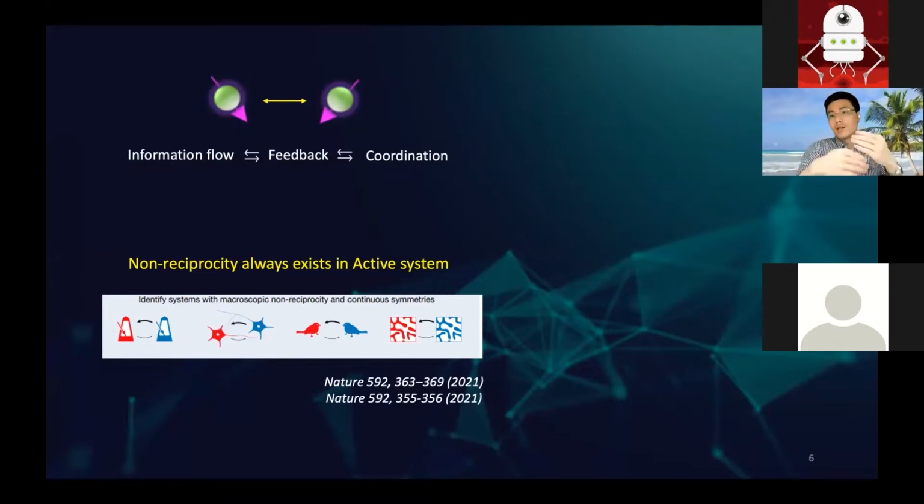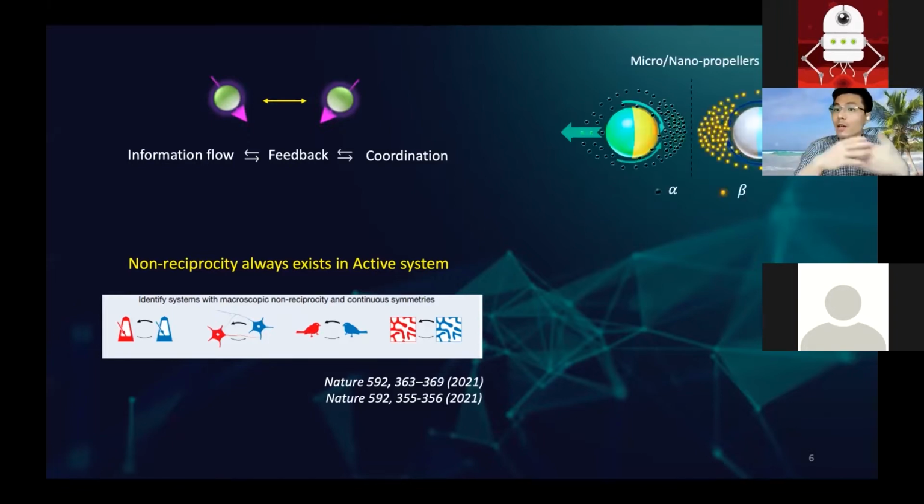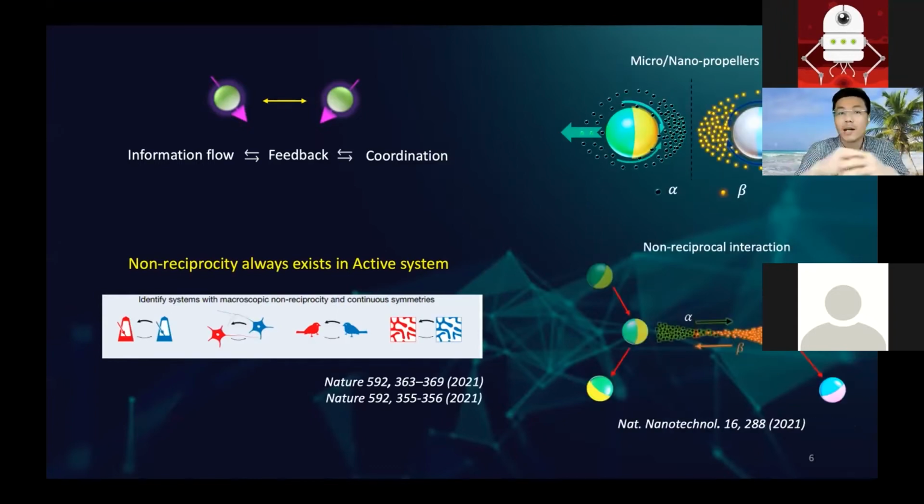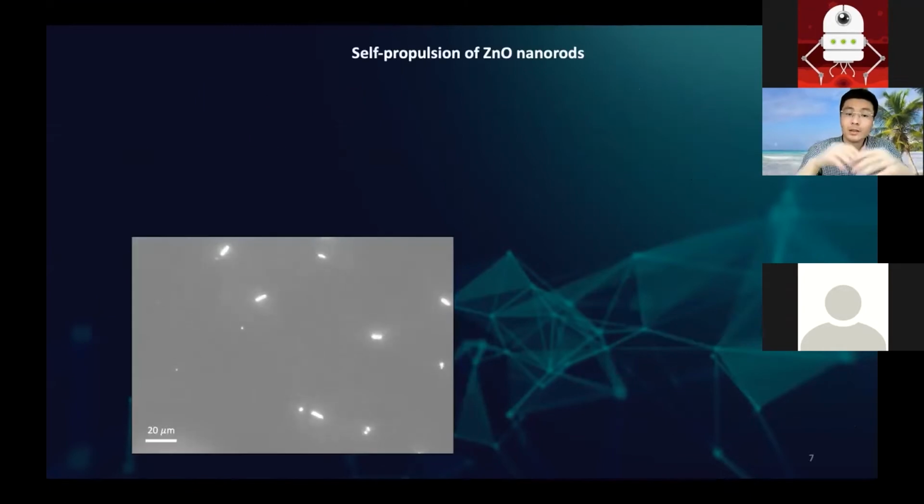This inspires us that if we want to reproduce those collective dynamics of biological systems in a synthetic system, we need to construct non-reciprocal interaction between the active matter. So what we actually did is, inspired by the symbiotic systems in nature, we synthesized micro and nanoscale propulsive active particles, and then constructed the non-reciprocal interaction between them. The active particles we used are zinc oxide rods and sulfonated polystyrene microbeads.